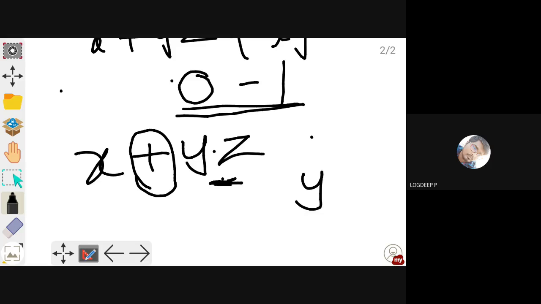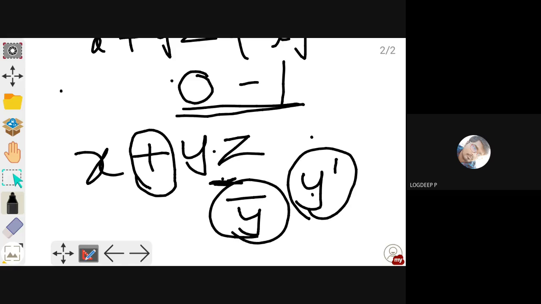The NOT operation can be represented as y dash, or in some books y bar. Either way you can represent a NOT operation. So logical OR, logical AND or logical NOT operations you will be using in Boolean algebra. Boolean stands for only two states.